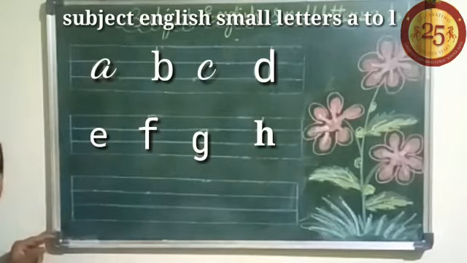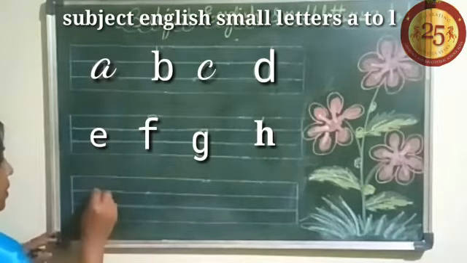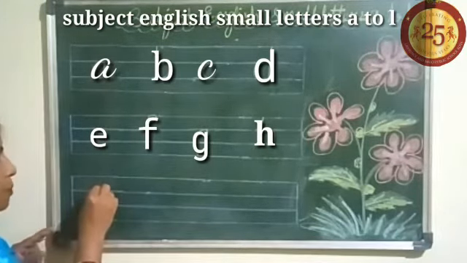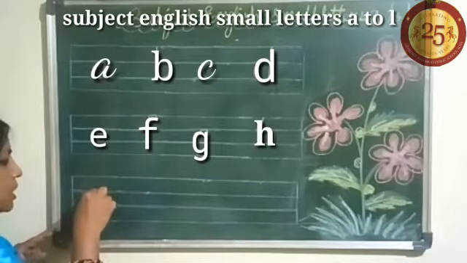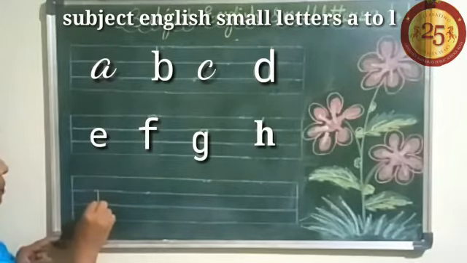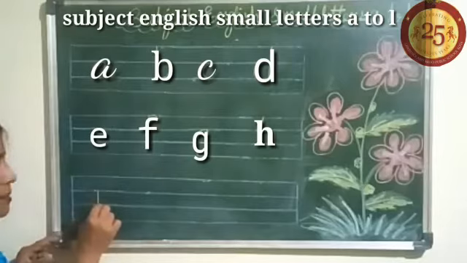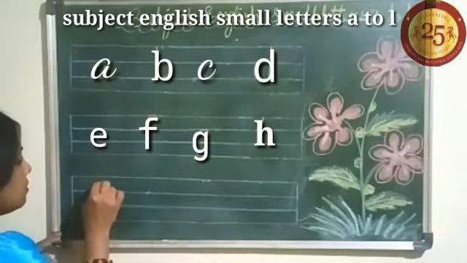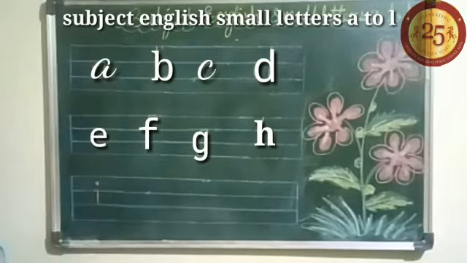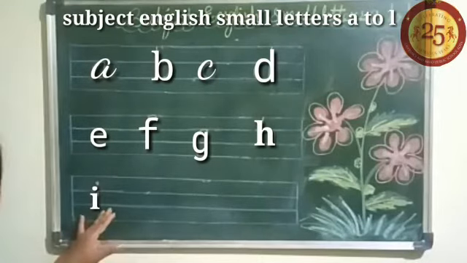Here we will write small letter I. Put your pencil here on blue line. Come down, touch the blue line again. Make a standing line like this and put a dot here. This is small letter I.